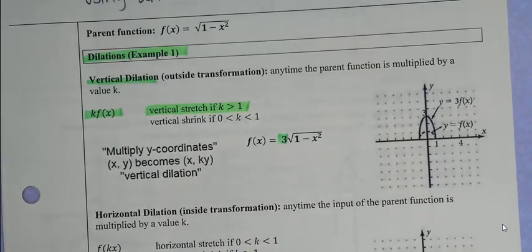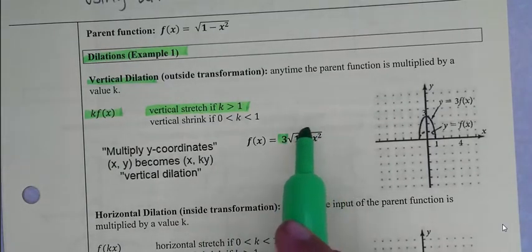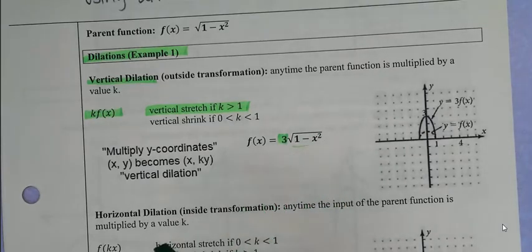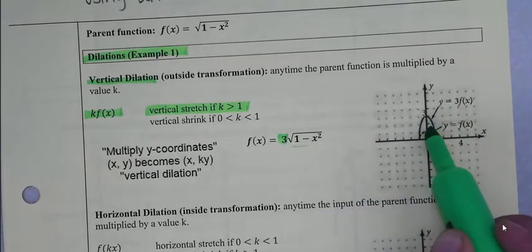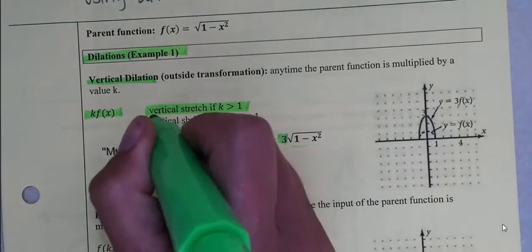You get a vertical shrink, though, if you imagine you took these outputs and multiplied them by a fraction. Well, then they're going to shrink, right? So originally my output was 1. If I had multiplied it by a half instead of 3, then I would have shrunk. I would be down here, so that would be a vertical shrink.